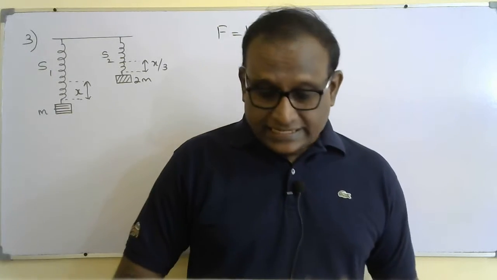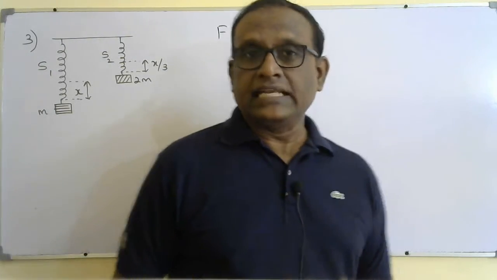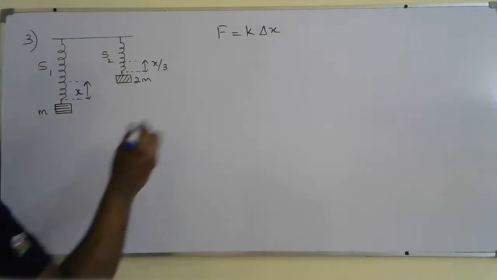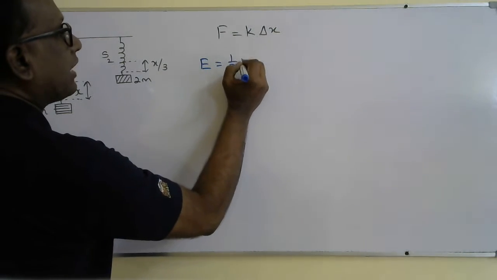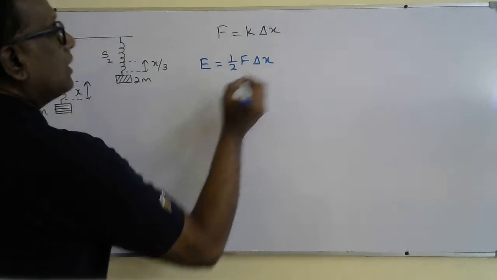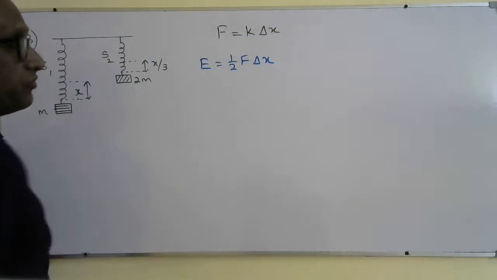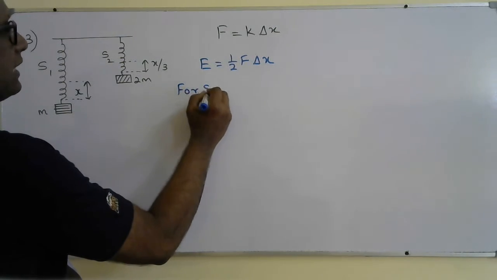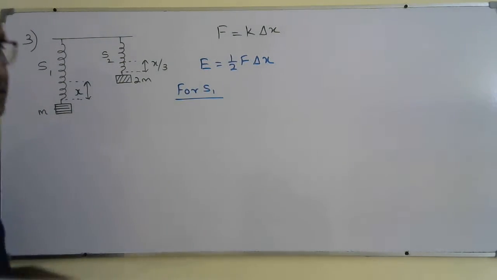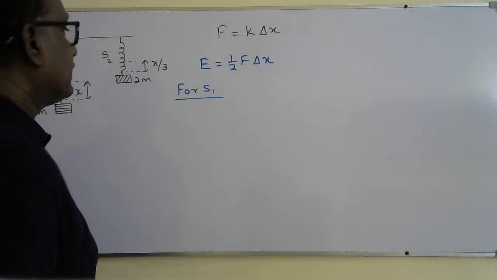But elastic strain energy has an equation. Elastic strain energy E is given by half F delta X, where delta X is the extension and F is the force. For spring S1, I'll write this clearly. In an MCQ we don't need to write anything like this, but just for your understanding, I'm writing everything clearly.